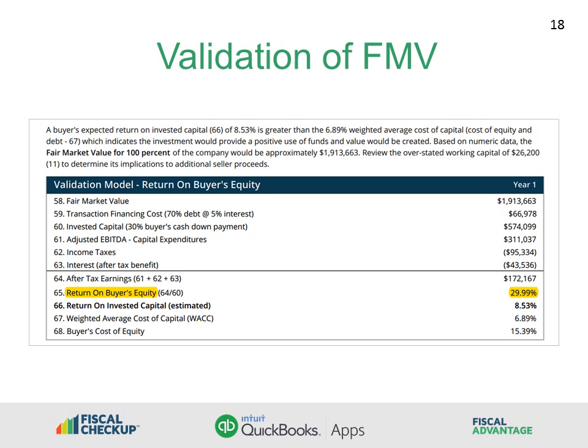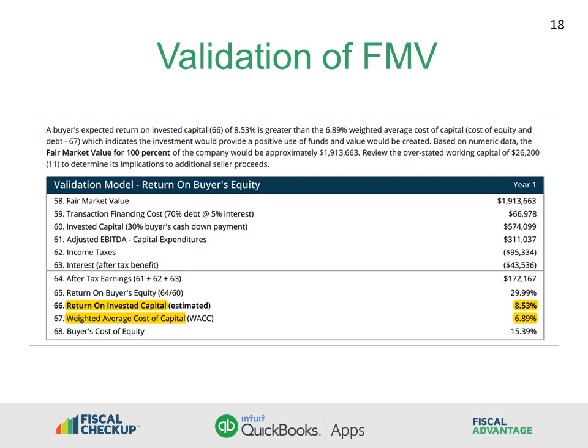We generally look for a return on equity of 20 to 30% in order to validate the fair market value of the business. If the return was over 30%, it would suggest a value closer to the higher end of the range provided. If the return was below 20%, it would suggest a value closer to the lower end of the range provided.